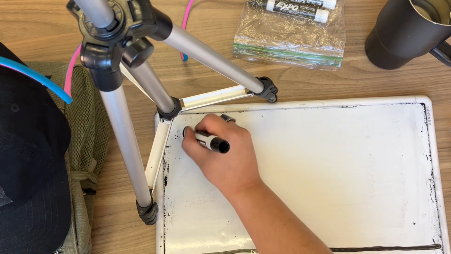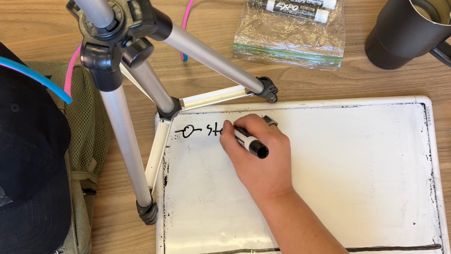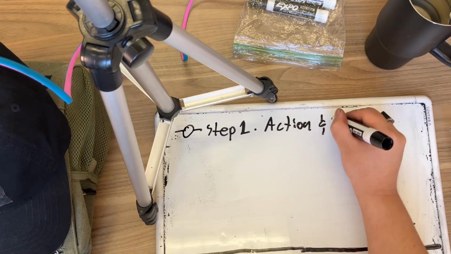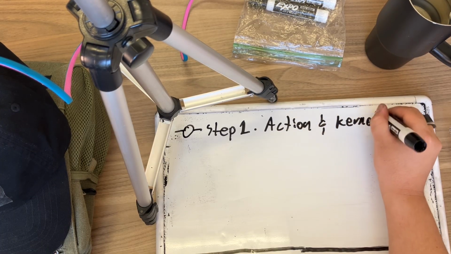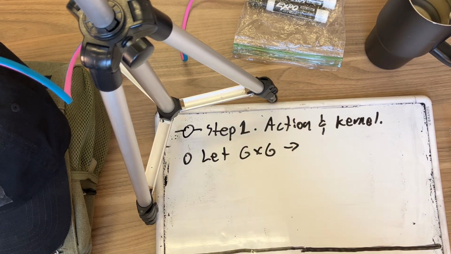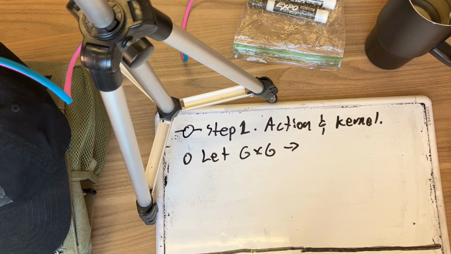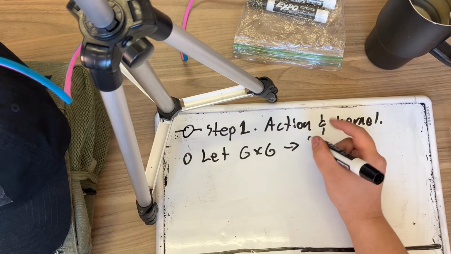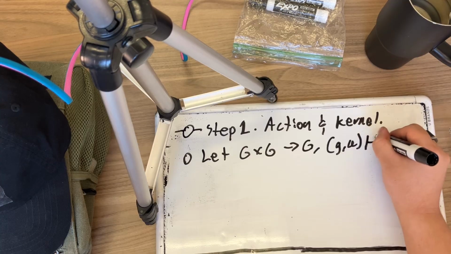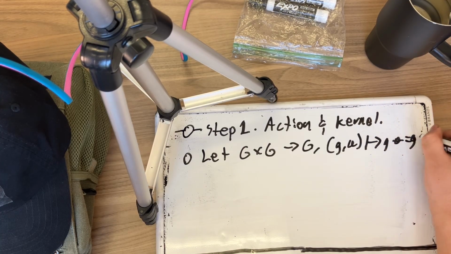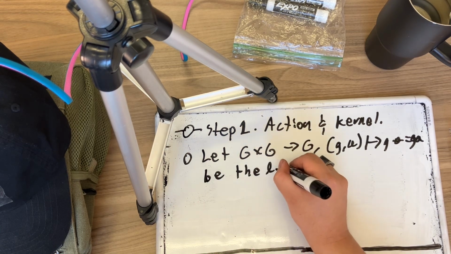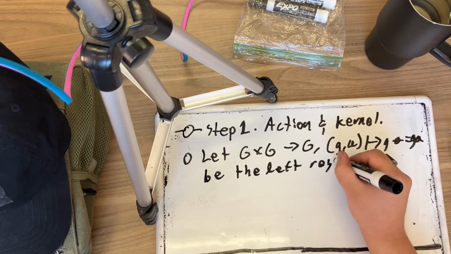So for our step 1 here, action and kernel. Let's define G cross G as a map, right? G cross G maps to G, and more explicitly, (g, a) maps to g dot a, which is equal to ga. Let's let that be the left regular action.